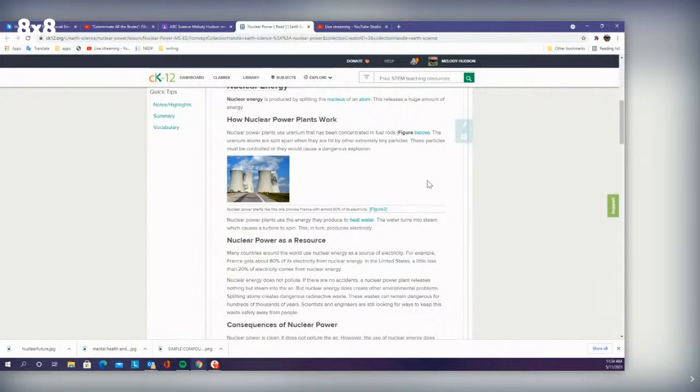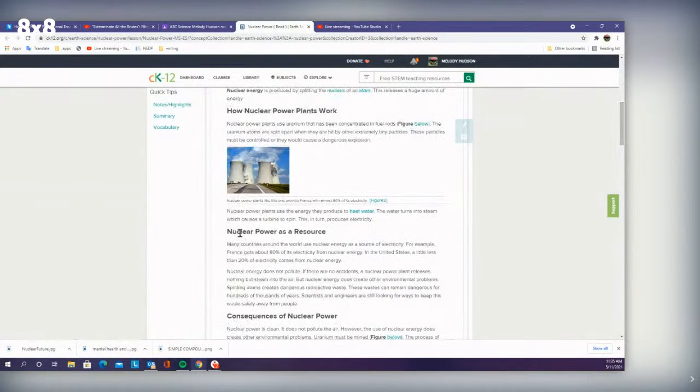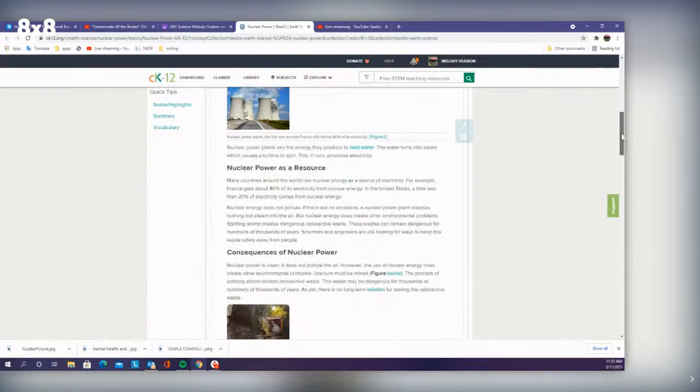If you've ever had a chance to see an atom bomb, take a look at that. These are nuclear power plants in France. Almost 80% of France gets their electricity from nuclear power. They use the energy they produce to heat water. The water turns into steam, which causes a turbine engine to spin, and that in turn produces electricity. Heated water spinning a turbine engine was also the way that windmills produce electricity, if you remember that from our last lesson.